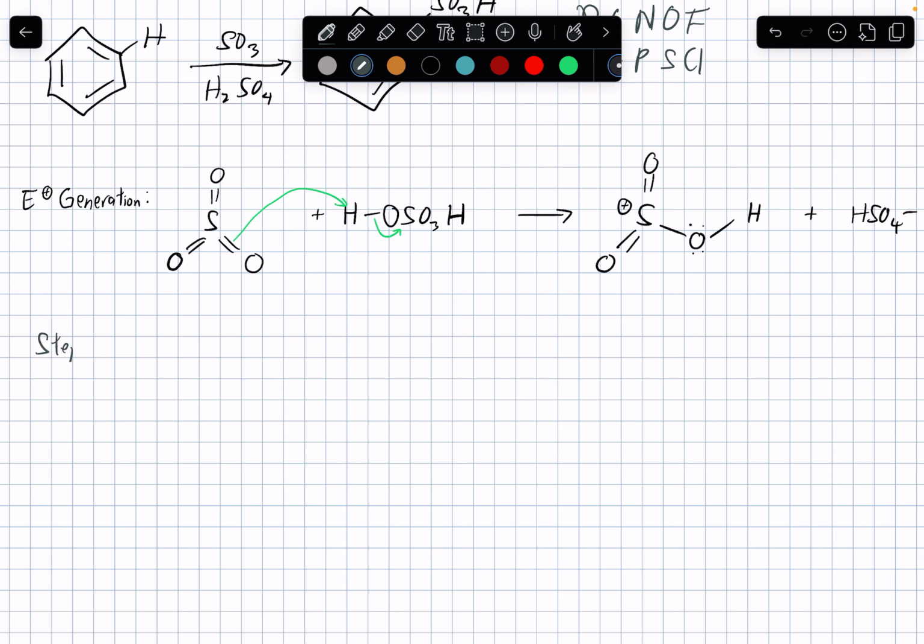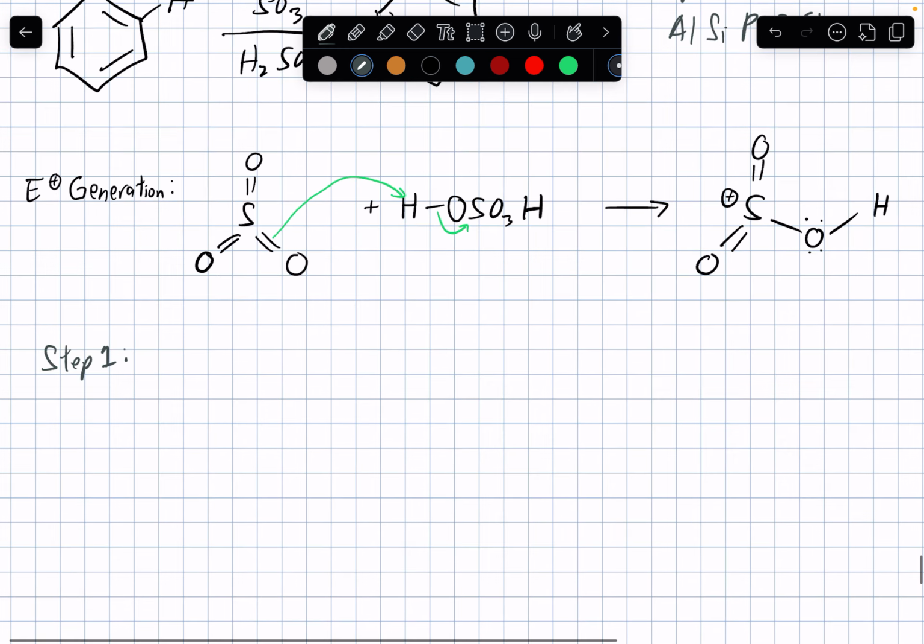So, step 1. Formation of the arenium ion. The electrophile is going to attack, the hydrogen of our benzene is going to attack the electrophile.